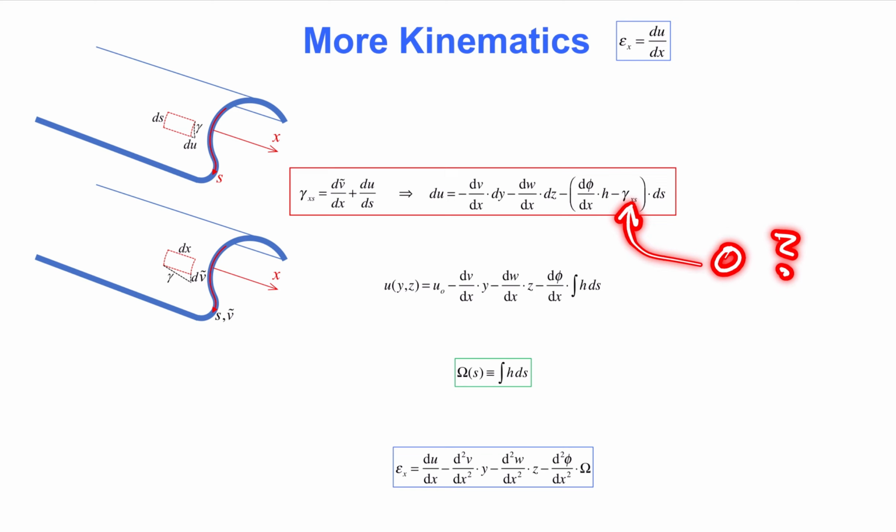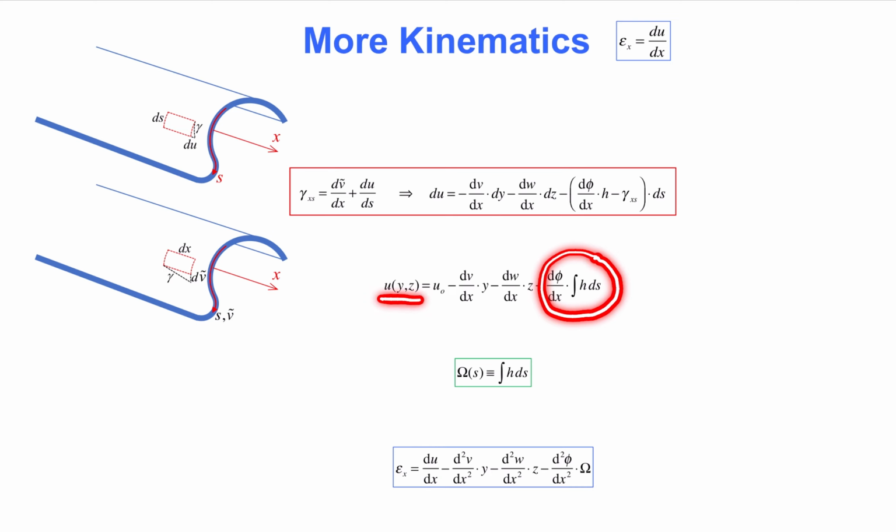However, for closed cross-sections with one or more cells, gamma xs is non-zero, so that case must be addressed as well. For now, we will ignore gamma xs in order to focus on the other torsion-related contribution to the axial displacement. That contribution is shown in the last term in the equation below the red box, where the infinitesimal axial displacement du is integrated in order to obtain an expression for u itself.